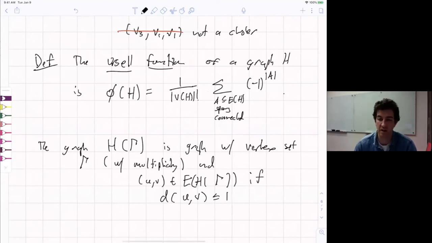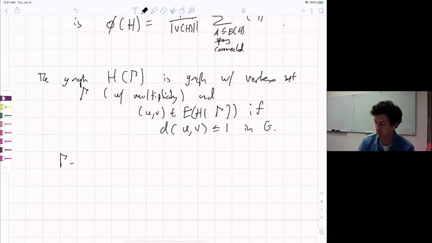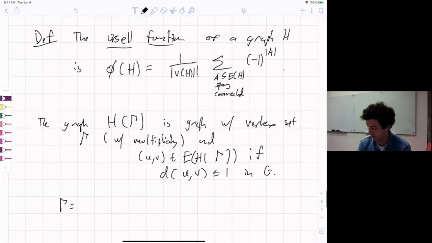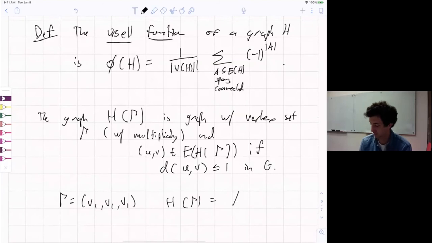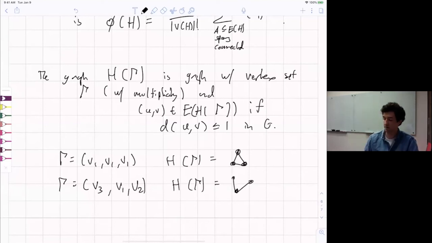I'm saying the distance of U and V in G is less than or equal to 1 because I want to put an edge in this graph H if U and V are neighbors in G, but also if they're the same vertex. Okay, so let's just see a couple examples. Let's stick with this four cycle. So let's say gamma is V1, V1, V1, then H of gamma is a clique, right? Because we put an edge between vertices that are identical in the graph. If gamma is, I don't know, V3, V1, V2, then H of gamma is a V, because both V1 and V3 are joined to V2, but V3 and V2 are not joined. Okay, so this is just putting a graph structure on clusters.